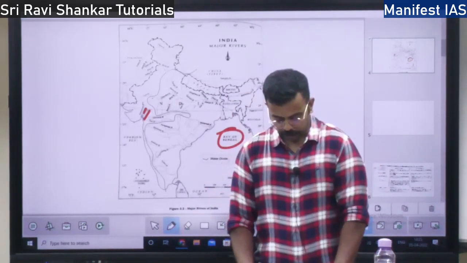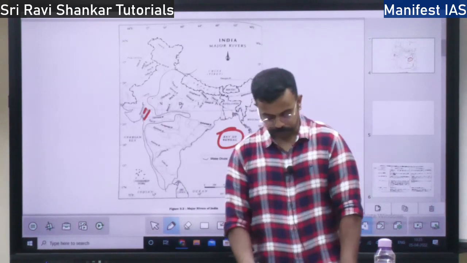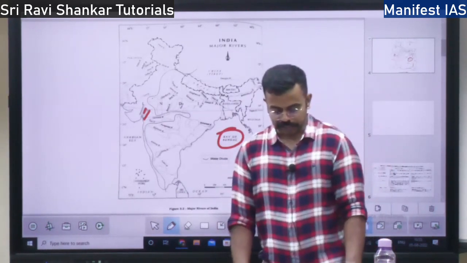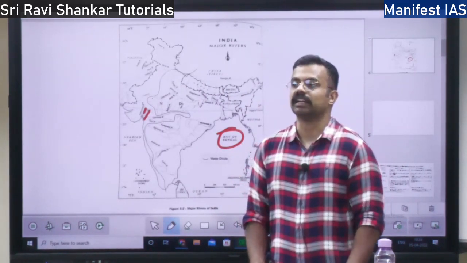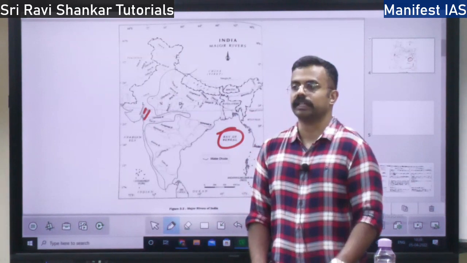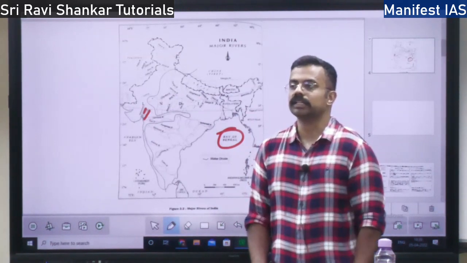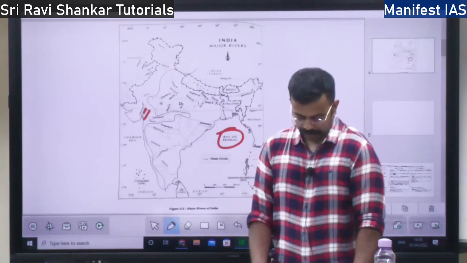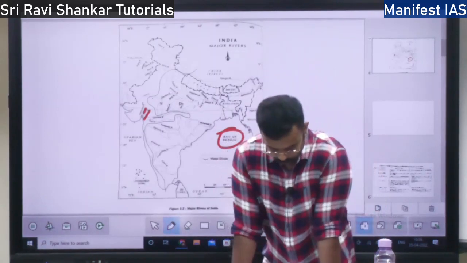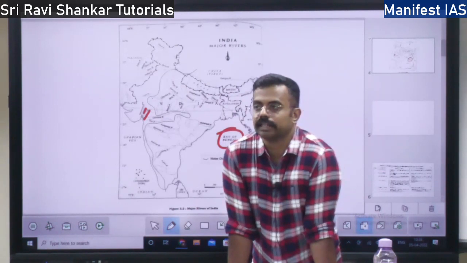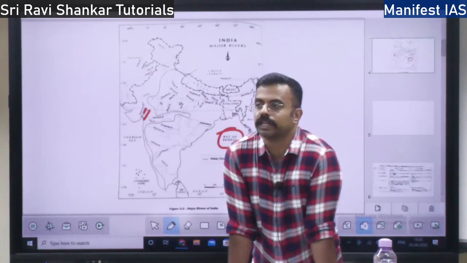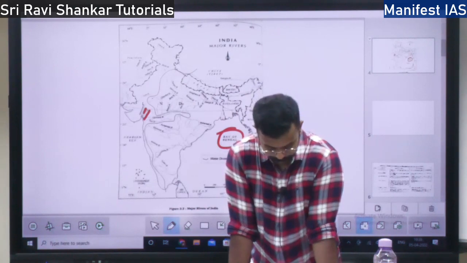Next, we will talk about the river regimes. What are river regimes? Regime means the seasonal variation. Do the rivers have water throughout the year, or only for a small period? That is the river regime, right? If somebody asks you to define a river regime, you can say it is the pattern of flow of a river over 1 year. Over 1 year, how do the rivers flow? That is the river regime, right?